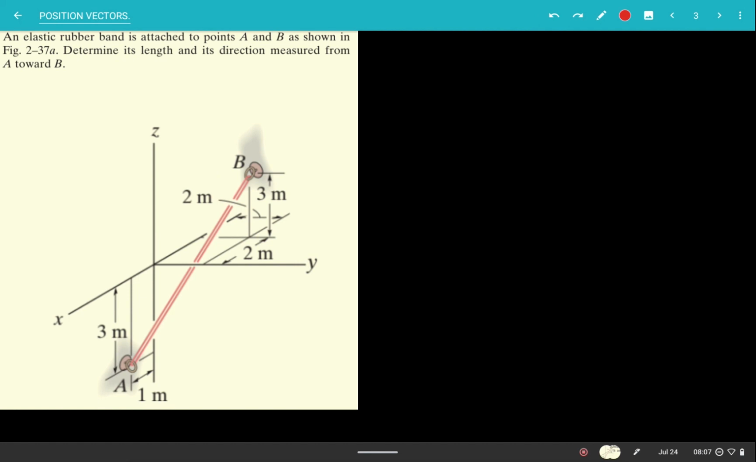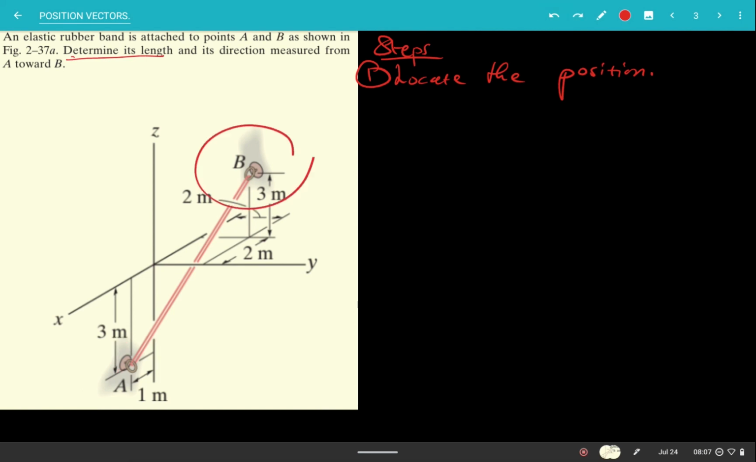Let us determine the length and its direction. So these are the steps we're going to follow. Let's start with the first agenda, determining the length. Step 1. Let's locate the positions. When I say locate the position, what I mean is that we have to locate each point in space. We have point A and point B.